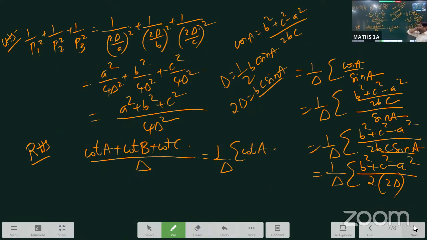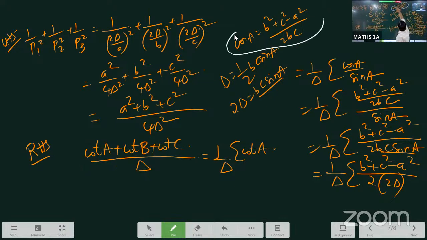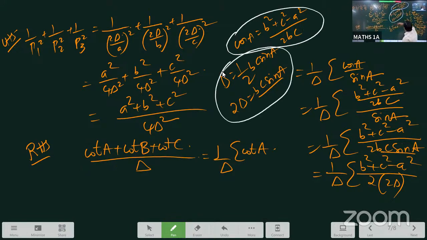Next, 1 by P1 square plus 1 by P2 square plus 1 by P3 square. Now what is P1, P2, P3? You replace it, and from there you get your simplification. Now what is your RHS? It is given: cot A plus cot B plus cot C by delta, right? Summation cot A, delta you write it outside. Now cot A means cos A by sin A. Cos A formula I wrote. This is your cos A formula, and this is your delta formula, which I am using here in this simplification. Is it clear? That's all.